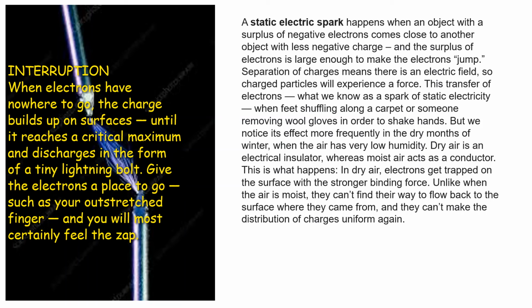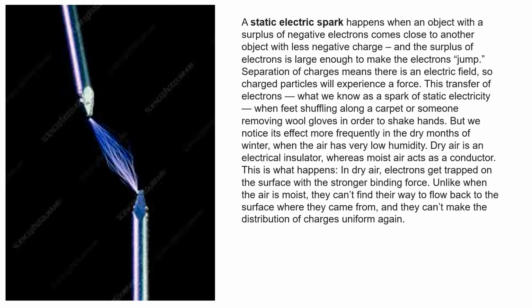So a static electric spark happens when an object with a surplus of negative electrons comes close to another object with a less negative charge, meaning more positive. That makes the electrons jump. And because the charges were separated, that has caused an electric field, and any charged particles within that electric field will experience a force. This transfer of electrons is what we know as a spark of static electricity. For example, when feet shuffle across the carpet, or when someone removes their wool gloves to shake hands.